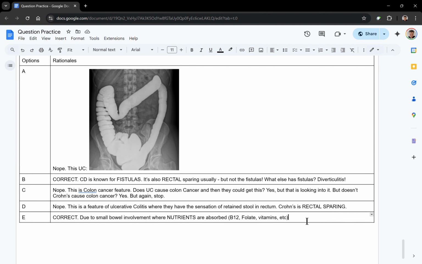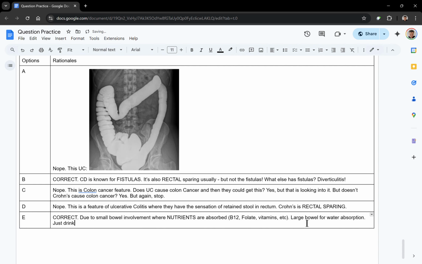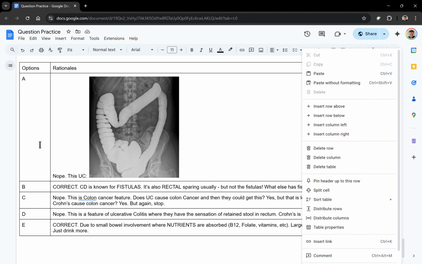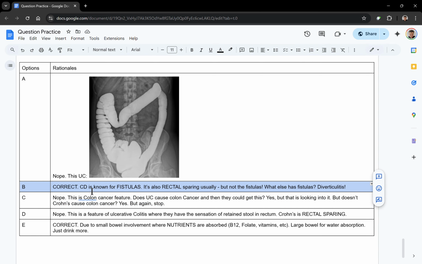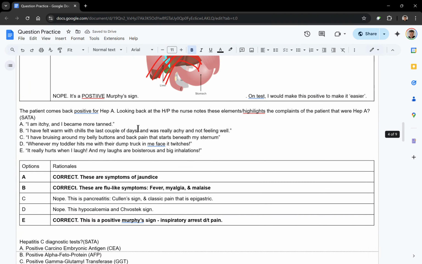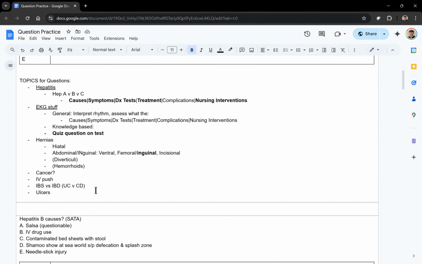Okay. So, and then large bowel is for what? Water absorption, right? Just drink more. Otherwise, but you can't help it if your small bowel is involved, right? Ulcerative colitis, they can drink more fluids and such. All right, they're at risk for dehydration. Both of them are at risk for dehydration. All right, does that make sense? Yes. So that's IBD. Okay. All right, what else? All right, so you do want to know the difference between UC and CD. You know the difference between IBD and IBS, obviously, right?